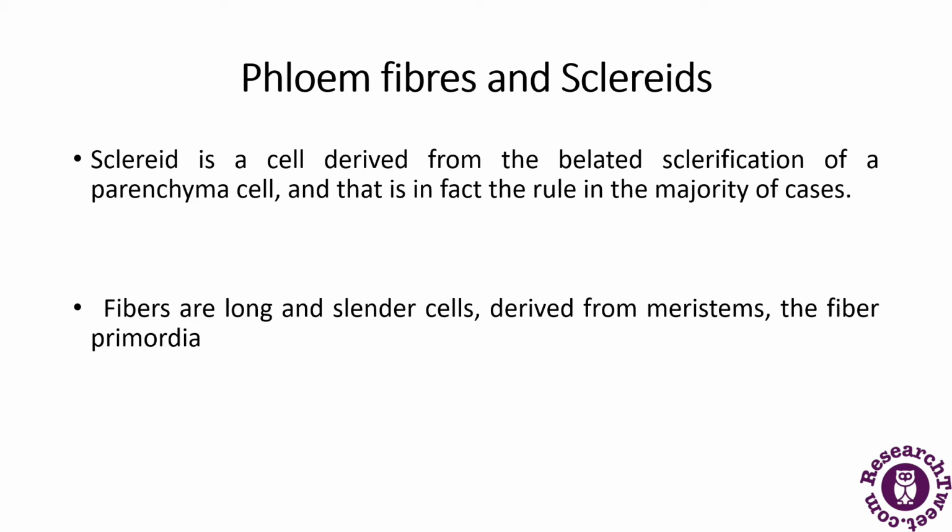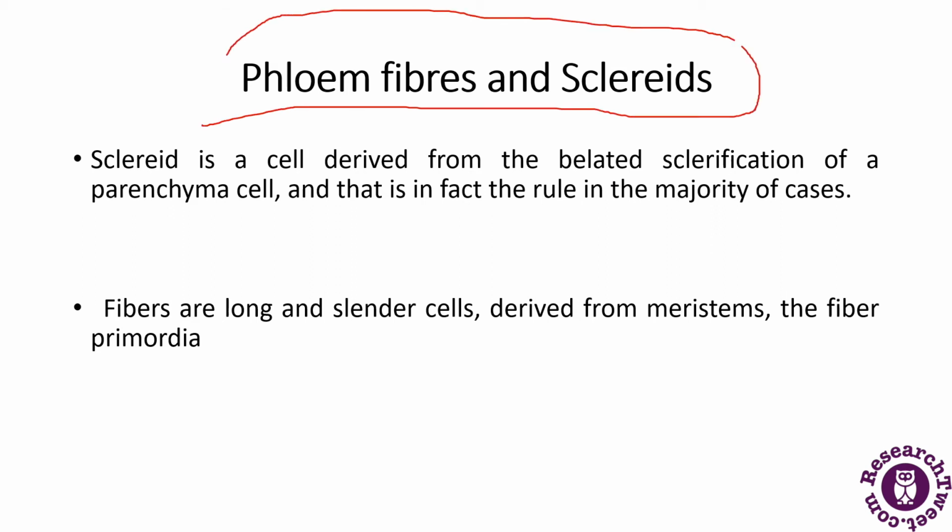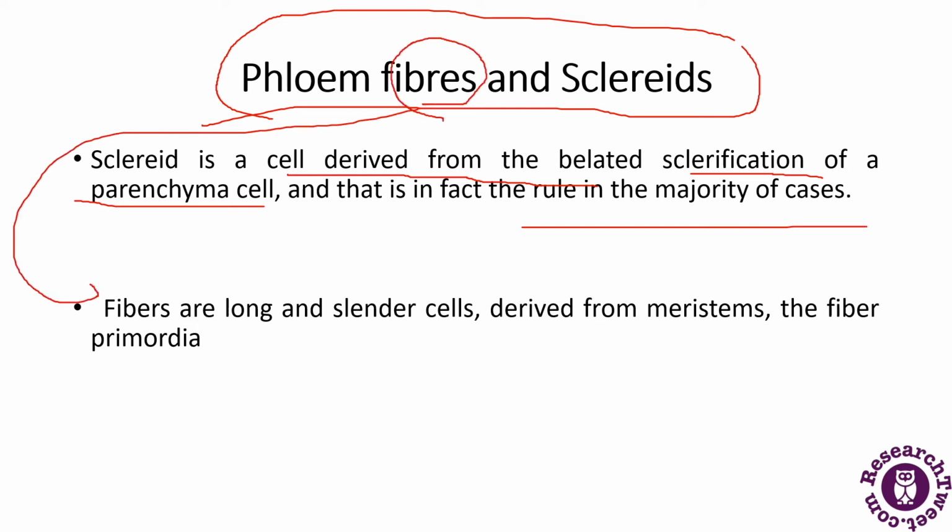The last component is the fibers and sclereids. They are derived from the belated sclerification of parenchyma cells, and this holds in the majority of cases. The phloem fibers are very long, slender cells, and they are derived from meristems, the fiber primordia.